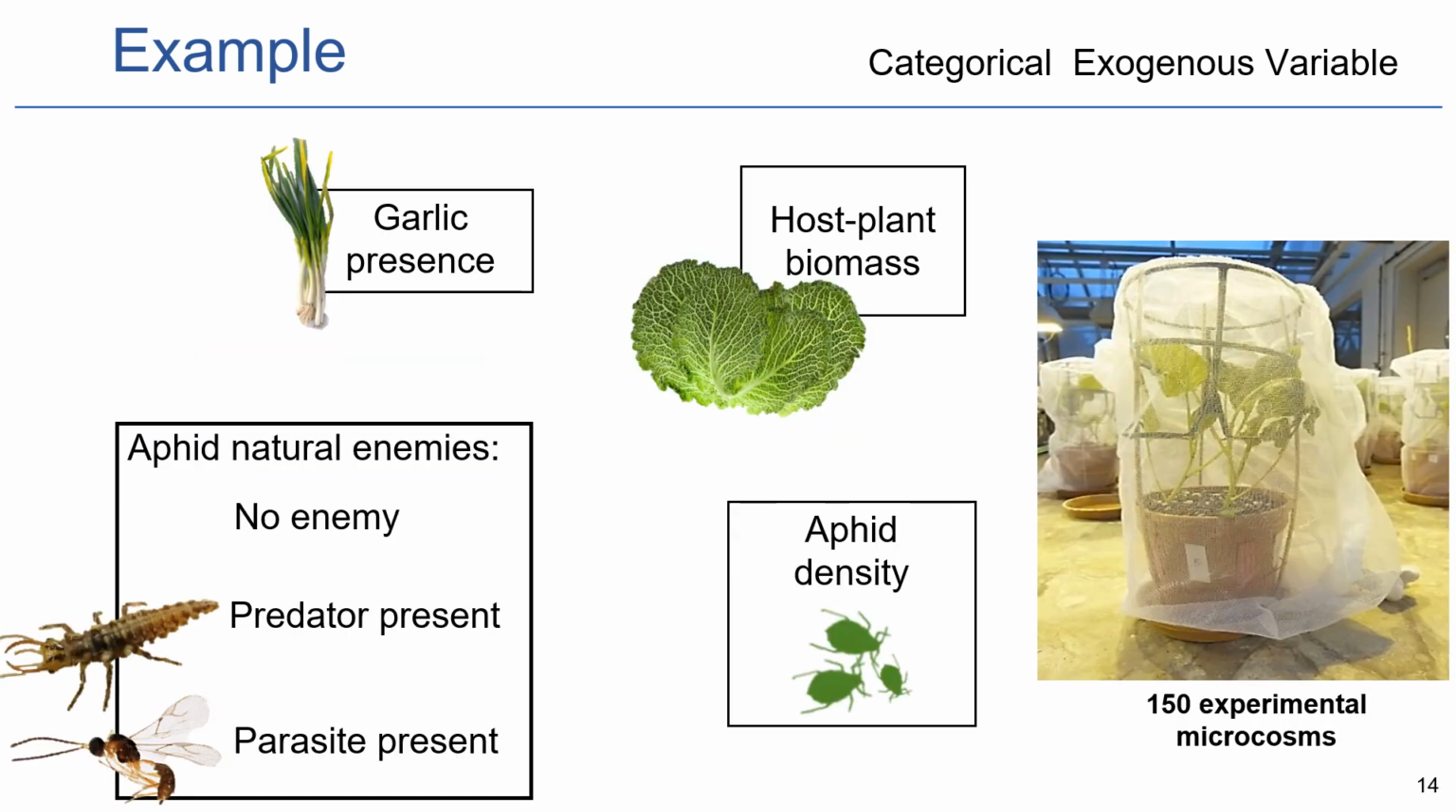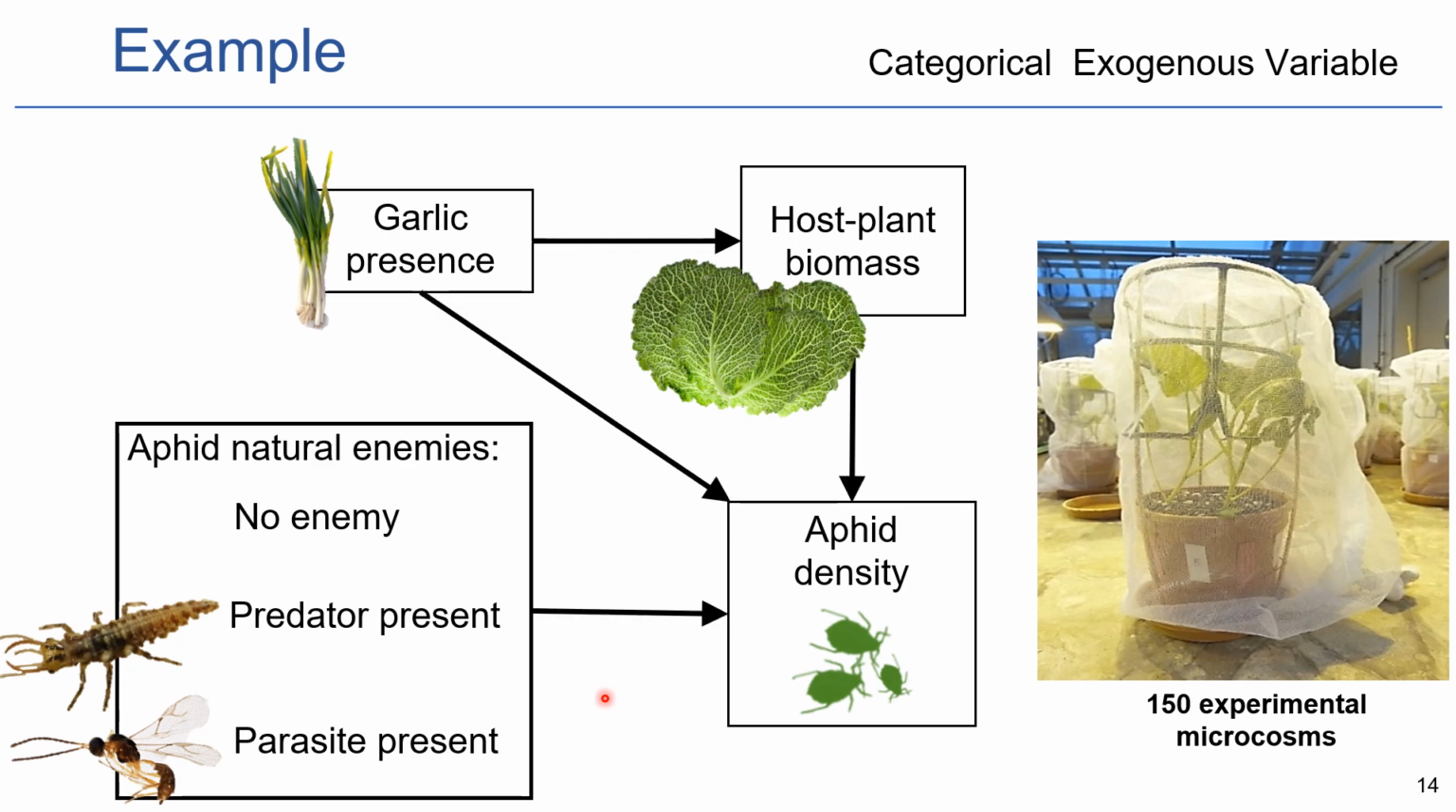And here you can see our variables that we got from our experiment. The experiment used 150 microcosms, which you can see here. The host plant was the cabbage, where we installed the aphids. And then we studied different treatments. We used garlic, present or absent, as the first categorical variable, and then 3 different treatments for the aphids' natural enemies. The first was no enemies, the second was predator present, and the third was parasite present.